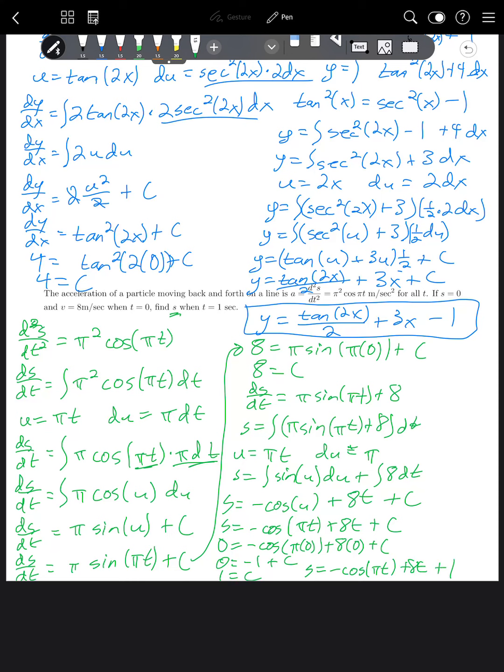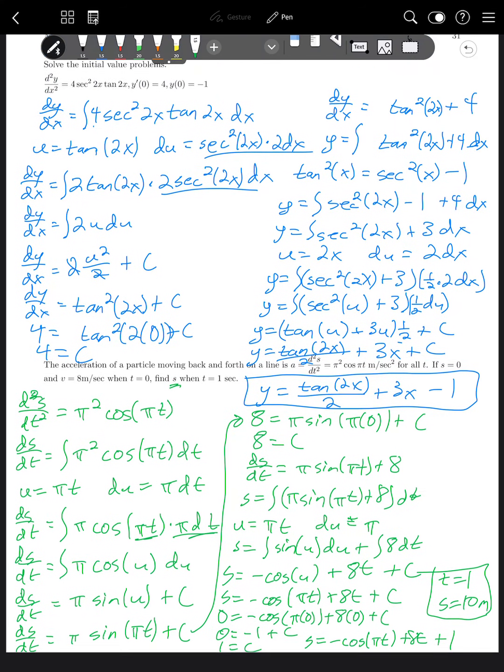And now you can just substitute 1 in for t. So negative cosine of pi is negative 1, and the opposite of negative 1 is 1. Plus 8 plus 1, so that's 10. So when t equals 1, s equals 10 meters. Okay, and so there is the answer to that problem.